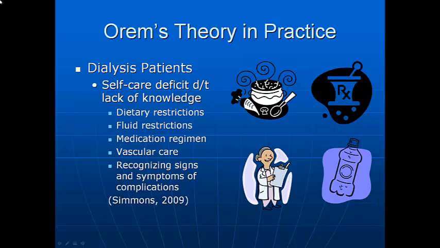These are some examples of Orem's theory in practice. The first is Simmons in 2009, who discussed the use of Orem's theory in the care of dialysis patients. Dialysis patients must undergo lifestyle changes in order to maximize health. Those patients that are new to dialysis are in the self-care deficit as they do not have the necessary knowledge about the disease to make the required lifestyle changes. Some of the changes include dietary restrictions, fluid restrictions, medication regimen, vascular care, and recognizing signs and symptoms of complications.